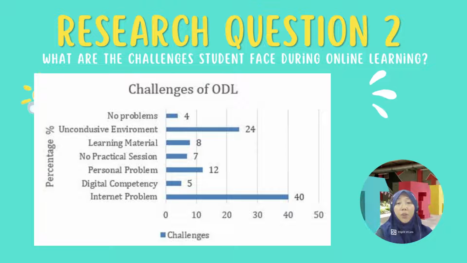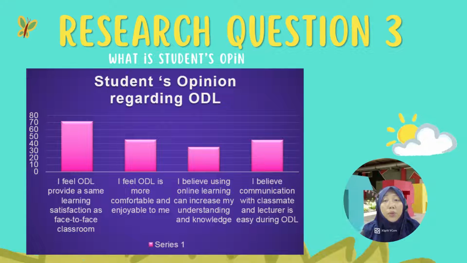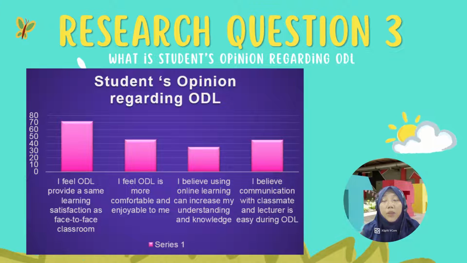A high percentage was also highlighted for the personal problems encountered by students. Personal issues here include being unmotivated and lack of self-study because they cannot discuss or interact in real time with classmates and lecturers. The third research question is to know the student satisfaction toward ODL.